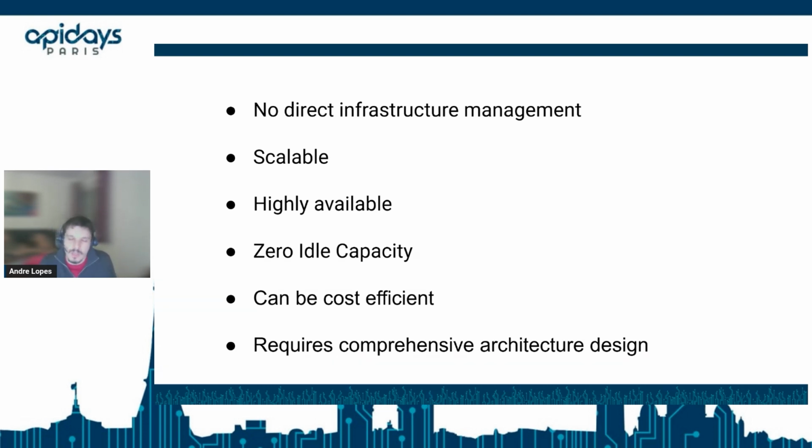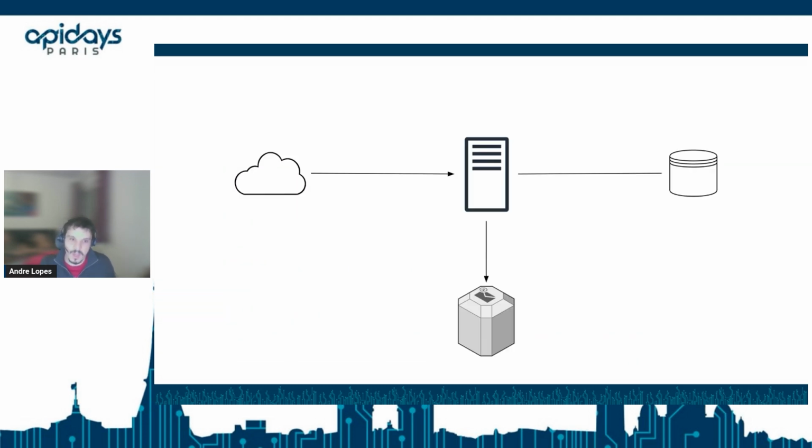And it can be cost efficient because serverless requires comprehensive architecture design. Because, as I said, you want to keep the processing time to a minimum, right? So instead of having a Lambda function doing everything for you, like creating, fetching and updating records, you want to separate it to the minimum responsibility as possible that you can have for a Lambda function.